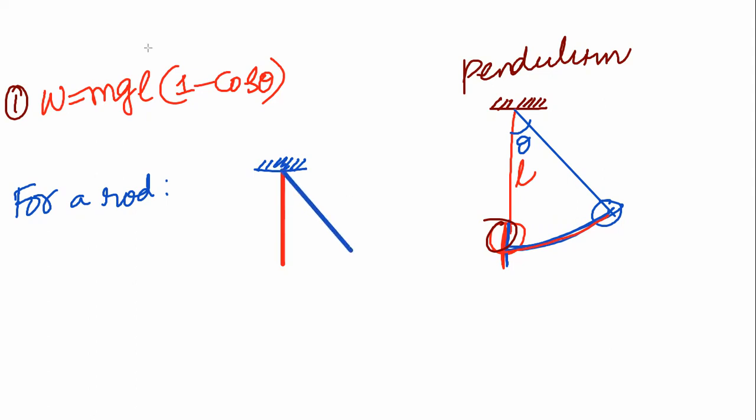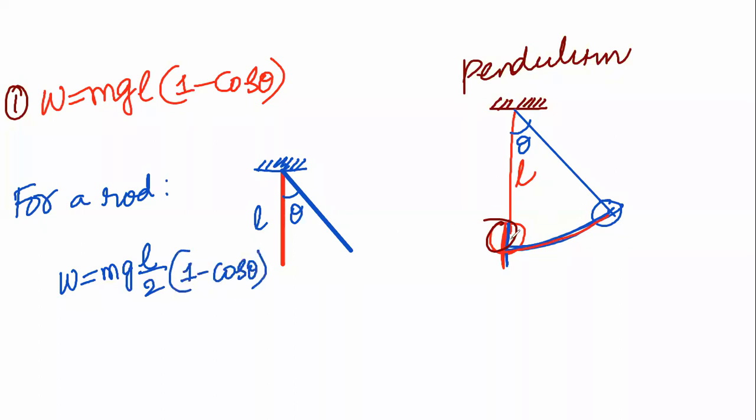This is the rod. Earlier one is the simple pendulum. Let us suppose a rod of length L is there. That should be lifted from the vertical position through an angle theta. Then the work done is mgL/2 into (1 minus cos theta).